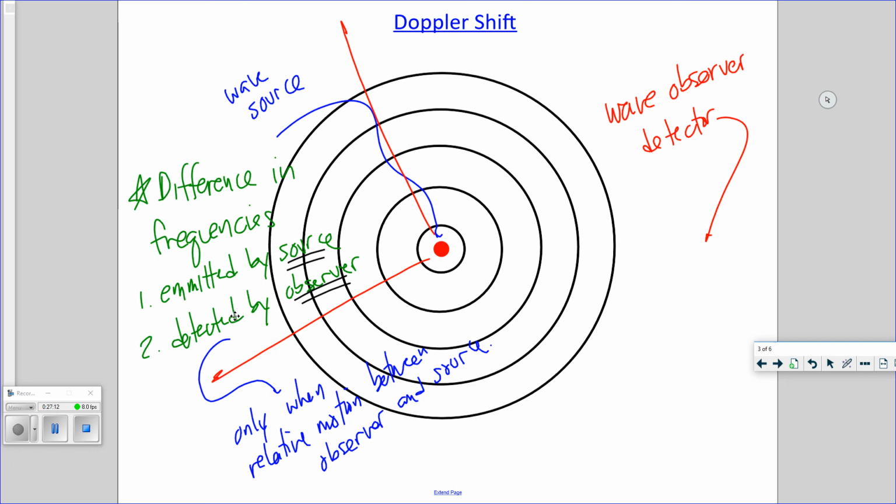And guess what? This happens for light too, not just sound. It happens for any kind of wave, but it happens for light also. It's called red or blue shift. That's a topic for a different day.